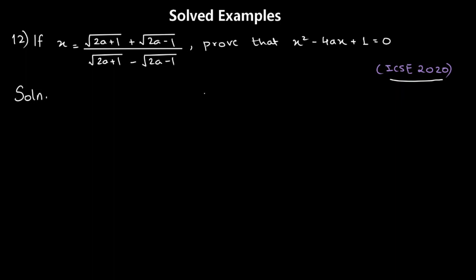All right, so let's start by writing down the given information. So x can be written as x upon 1. So that is equal to my numerator here, which is square root of 2a plus 1 plus square root of 2a minus 1, the entire thing divided by square root of 2a plus 1 minus square root of 2a minus 1.